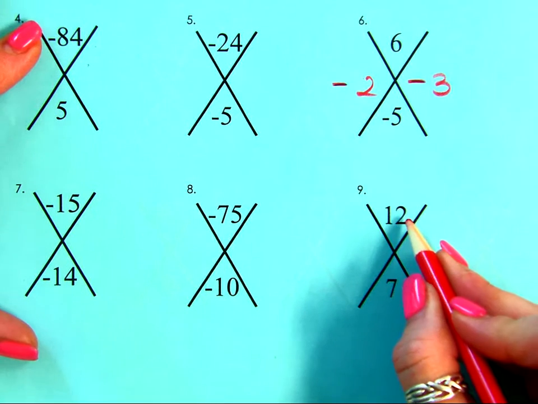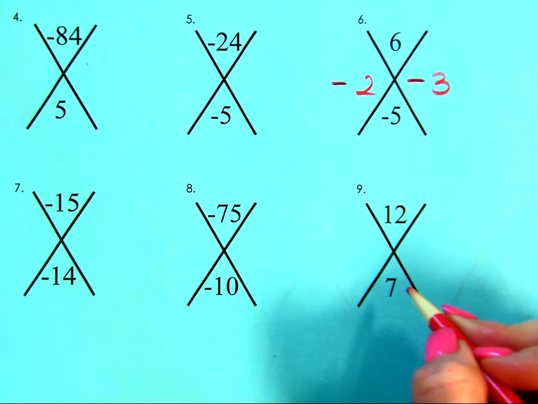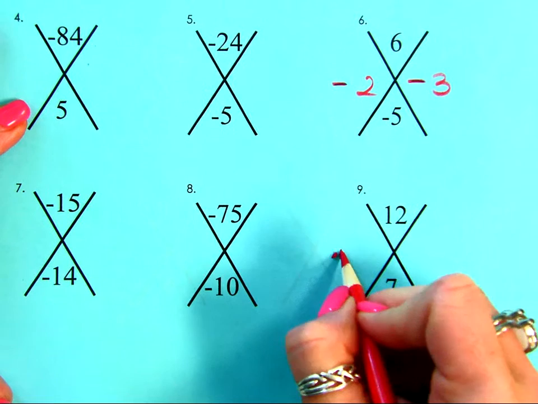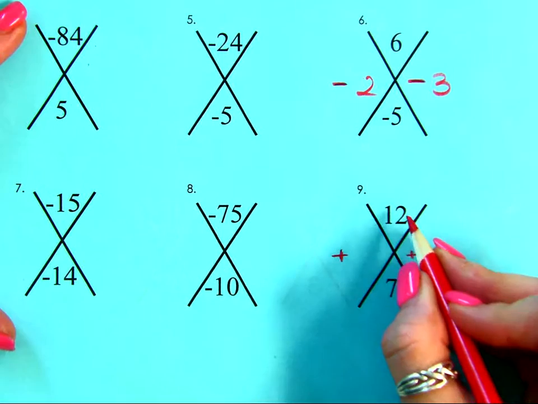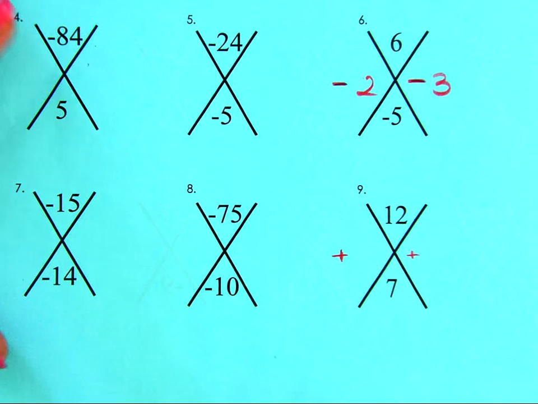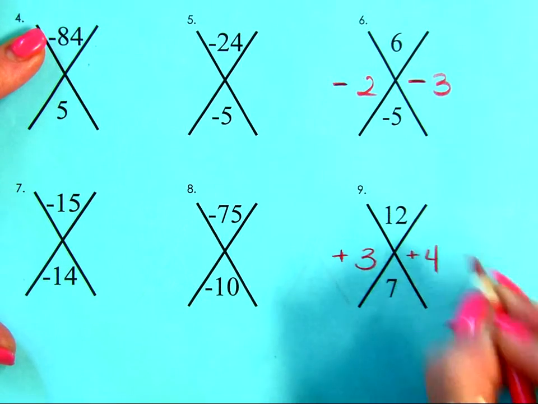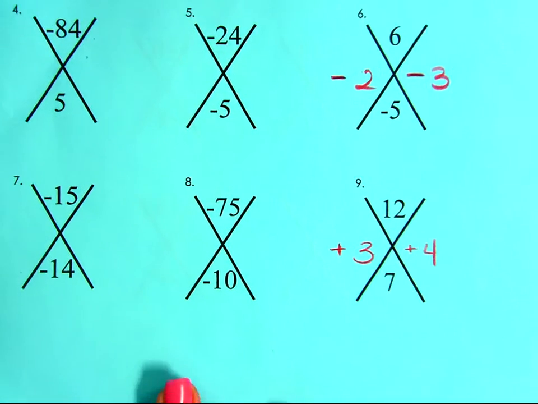So positive product with a positive sum means that you have a positive times a positive, which you don't need to put if it's positives. And then, obviously, this is going to be what? 3 and 4. Okay? So then, let's go back up to number 3.